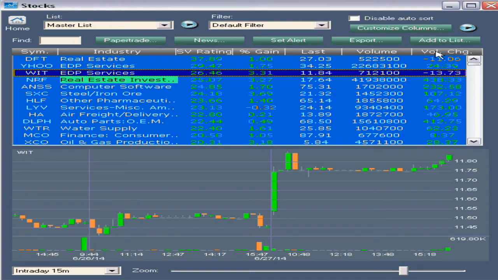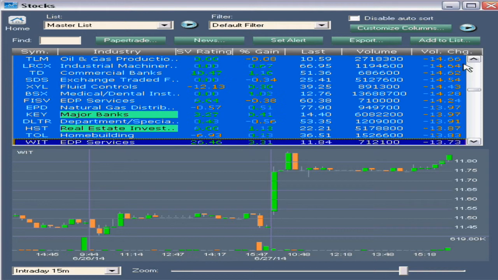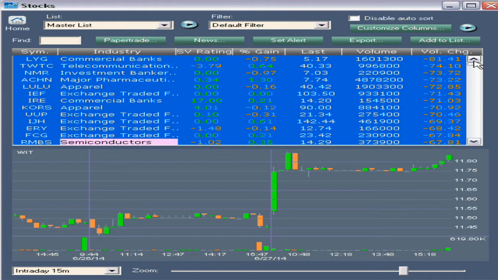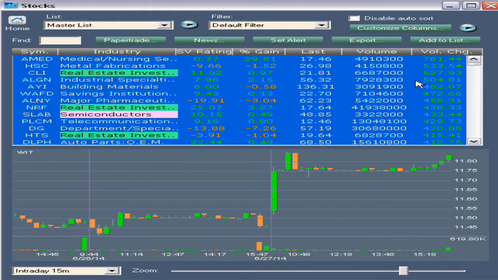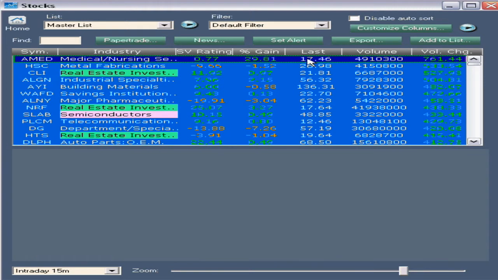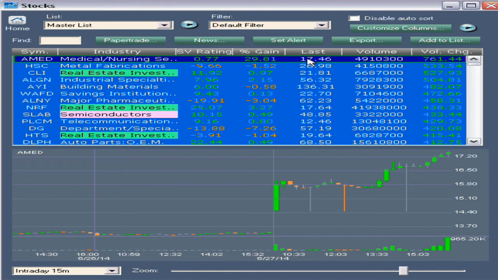Probably another significant column, however, is volume change. Volume change is how much volume the stock is trading today above its normal. So if it's a 0, that means it's trading right at its normal. If it's, say, 10%, it means it's trading 10% above its normal, and so on. If you sort by that, see this stock here is trading 760% above its normal. That means it's really getting super action. And you'll find, especially in a very dull market, that heavy volume on a stock is a very important factor.